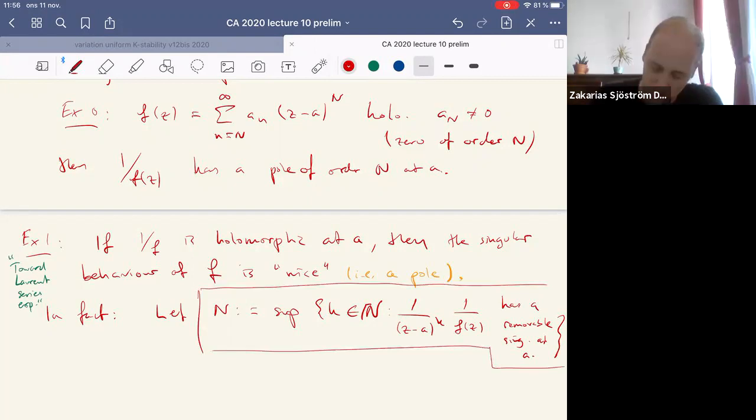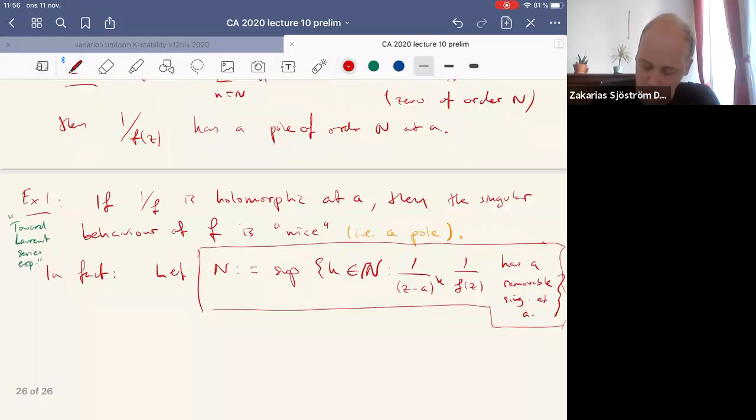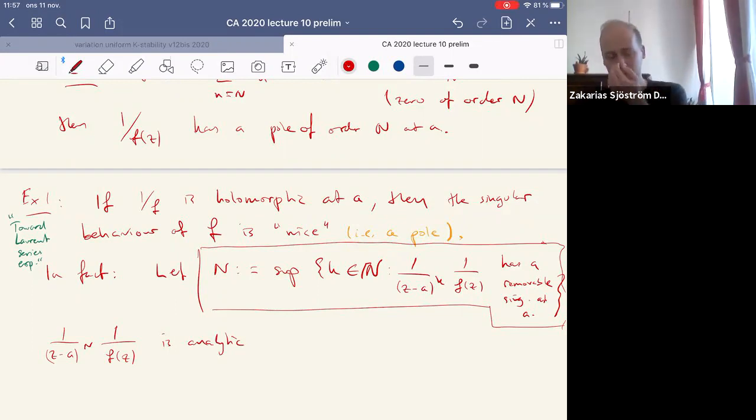So then what can we say about things? It has a removable singularity. So this thing that I just wrote down, if I take n to be the supremum, then in particular this one is analytic, because of the removable singularity theorem that we have proved, right? If you remember, we proved that removable singularity means that the function is analytic.